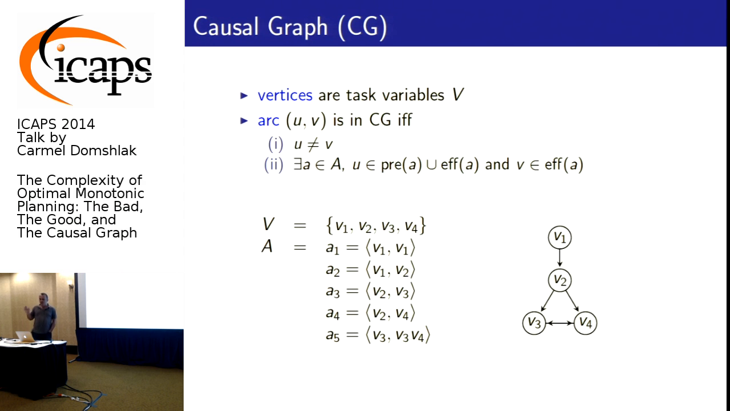So just briefly, the causal graph is a graph induced by FDR, MFDR tasks. Vertices are just variables, and there is an arc from variable u to variable v if some action touches both variables, with touching at least one of them, with touching v in its effect. Okay?